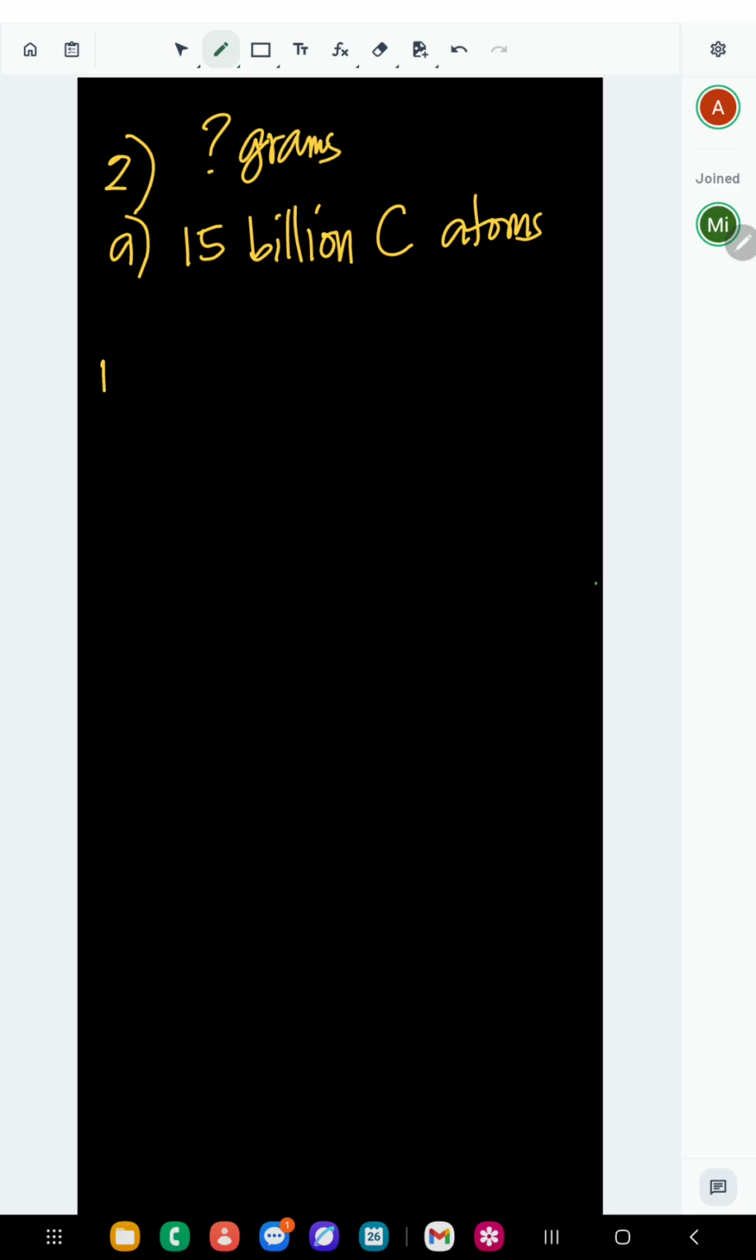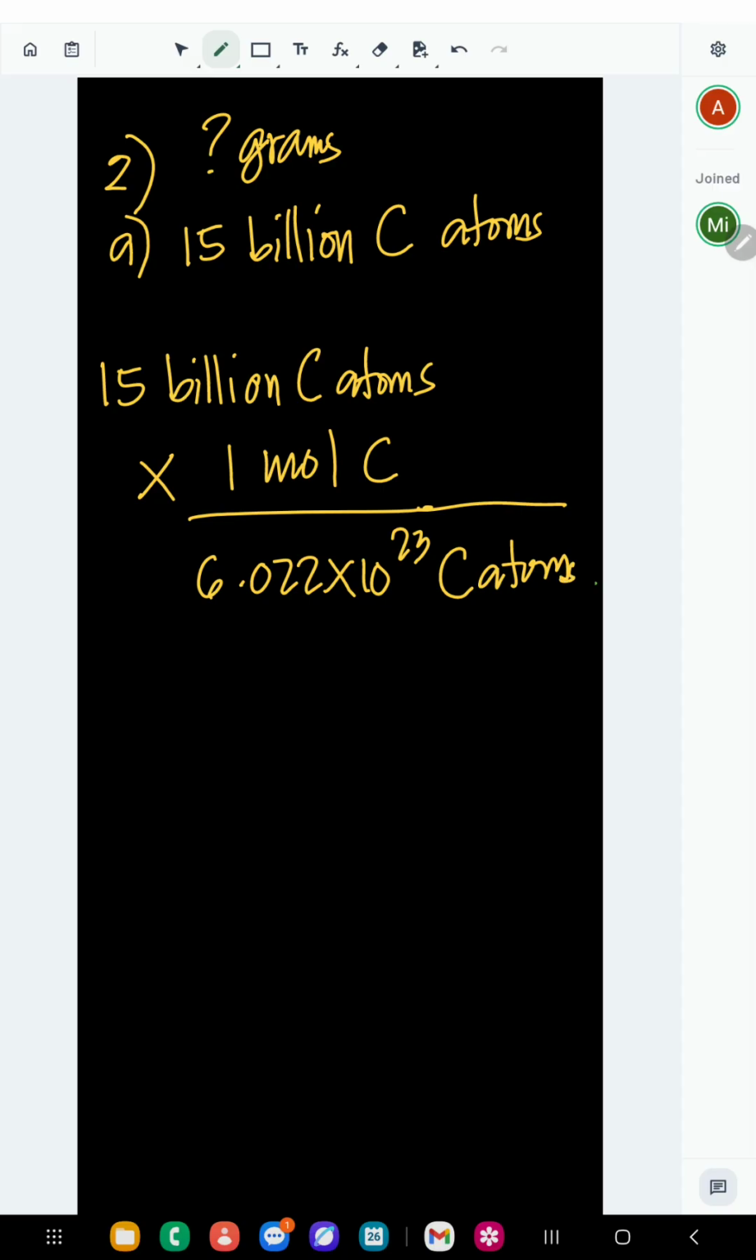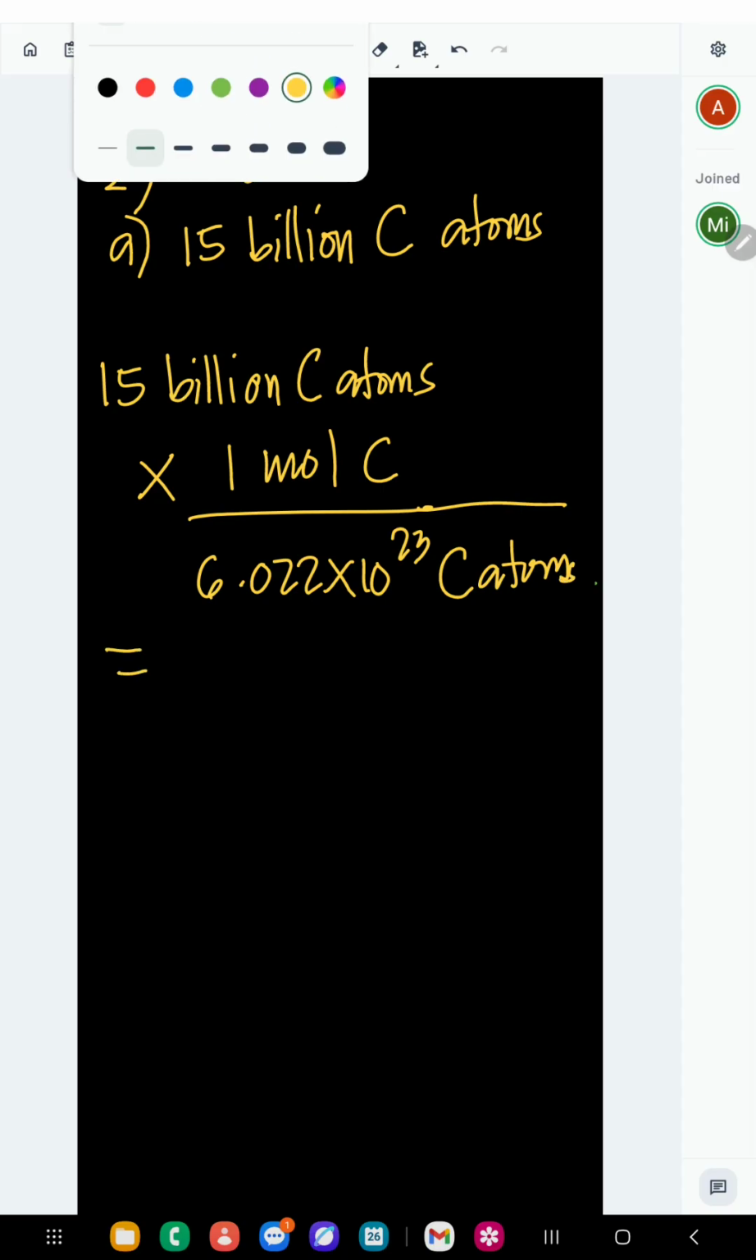So we start with 15 billion carbon atoms times 1 mole carbon per 6.022 times 10 to the 23rd carbon atoms. So we convert atoms to mole first.